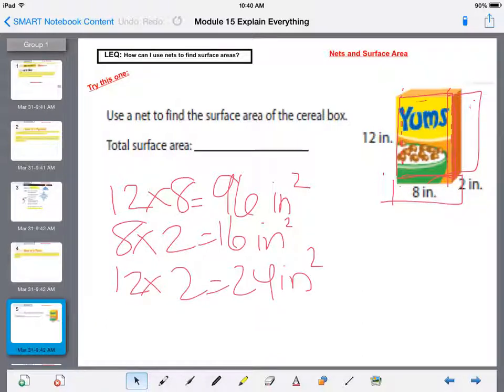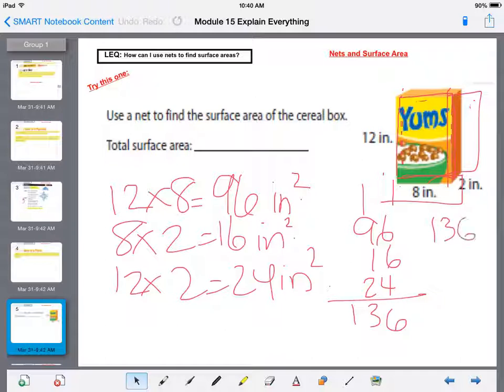Now we can't stop there because we only have the front, bottom, side, but we understand that we're going to have to add these together and then multiply by 2 because we have a front, back, top, bottom, side, side. So if we take the 96 plus 16 plus 24, that's 136, times 2. The surface area here is 272 inches squared.